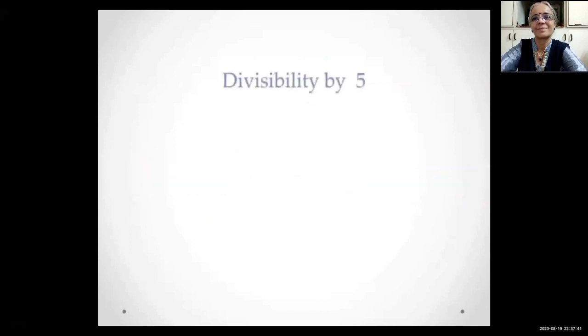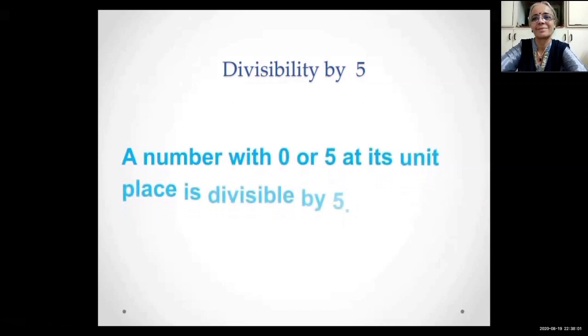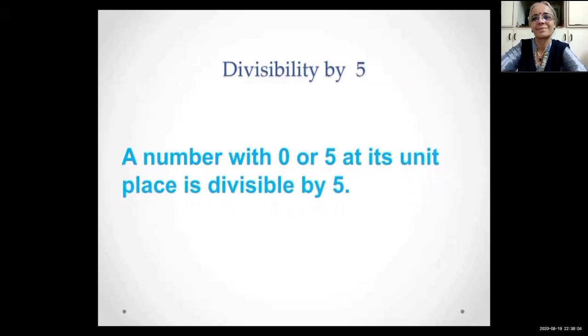Let's study one more rule, and that is divisibility by 5. You already studied in the 6th standard. Can you recall? So, the rule of divisibility of 5 says that a number with 0 or 5 at its unit place is divisible by 5. So, in the number at unit place, if 0 or 5 is there, the number can be divided by 5. Children, one more thing is there.